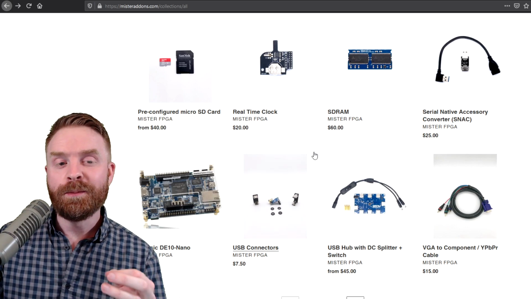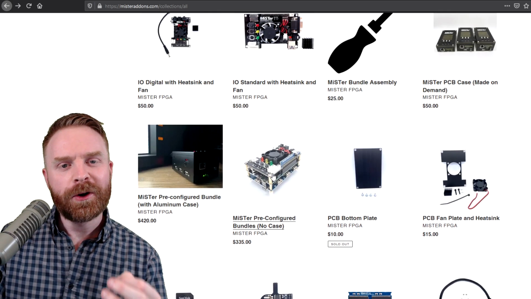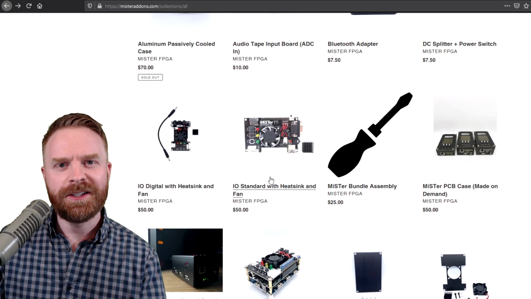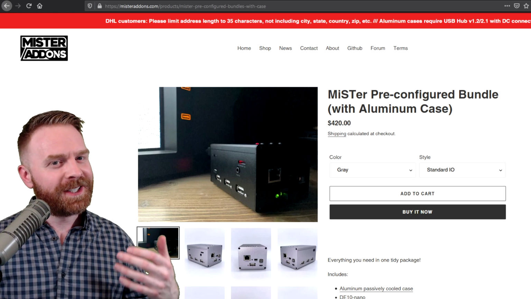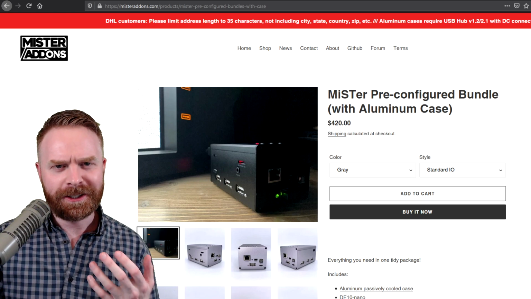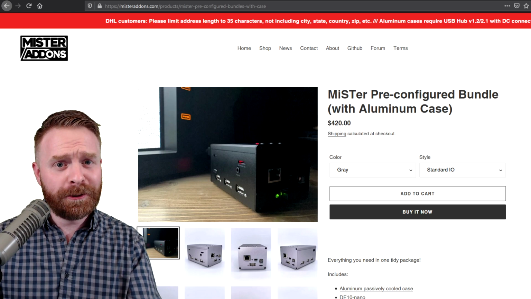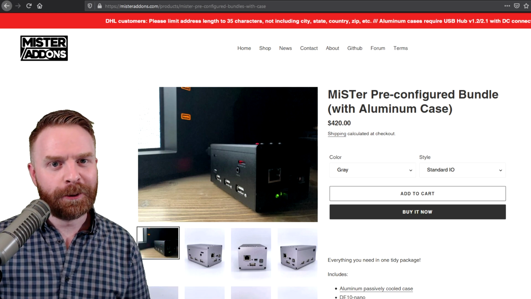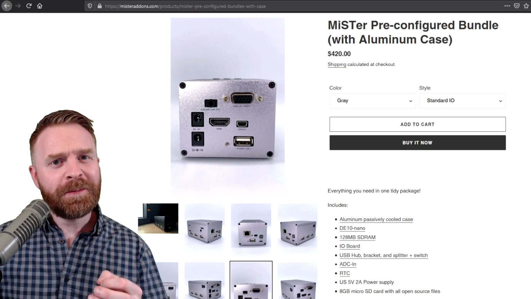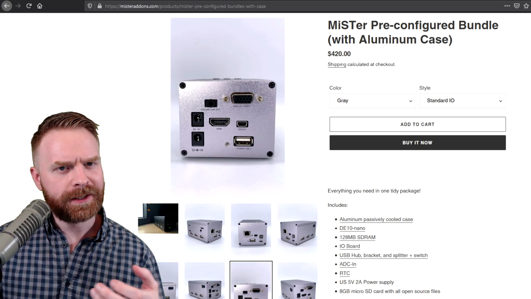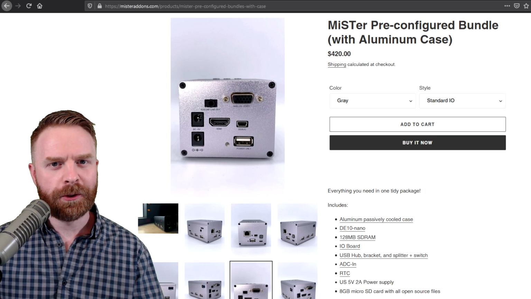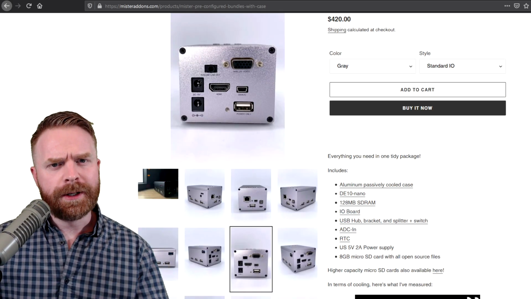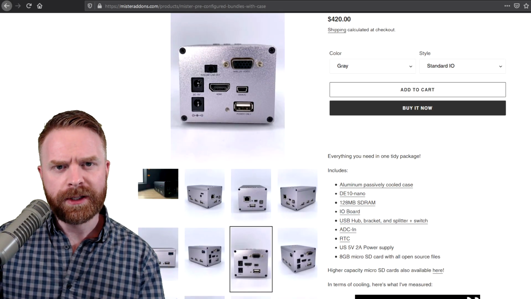You have to buy the main board, some RAM, as well as pretty much everything else that connects to it. But fortunately, MiSTer add-ons here has made the entire process a lot easier and has removed a huge chunk of that barrier of entry by offering a pre-configured bundle. This bundle contains pretty much everything you need to get going, aside from video cables or controllers. And the best part about this is they're not gouging you on prices for everything in the kit.